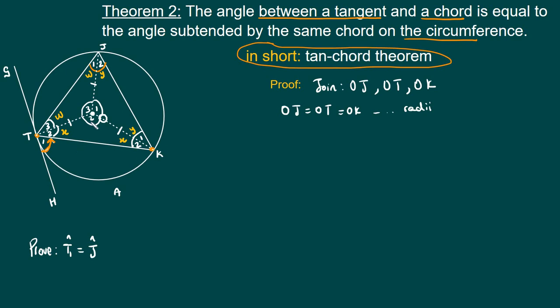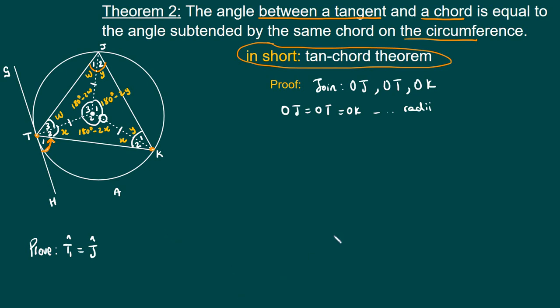Okay, so let's remember that O2 is essentially going to be 180 degrees minus 2x. O1 is going to be 180 degrees minus 2y. And then O3 is going to be 180 degrees minus 2w. Perfect. You just need this.